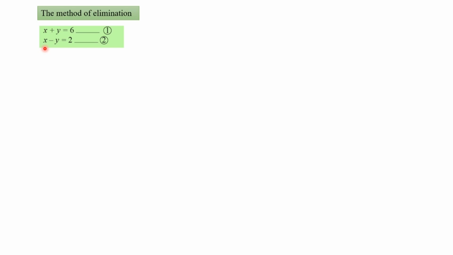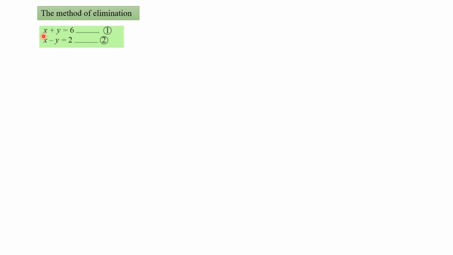You can only remove the unknown with the equal coefficient. Otherwise you can't remove that unknown. Unknown should have the equal coefficient. Look at this. Here 1, here 1, here 1, here 1. So x unknowns, what is the coefficient of the x? Here 1 and 1. What is the coefficient of the y? 1 and 1. So both unknown coefficients are equal. That means you can remove x as well as you can remove y also.